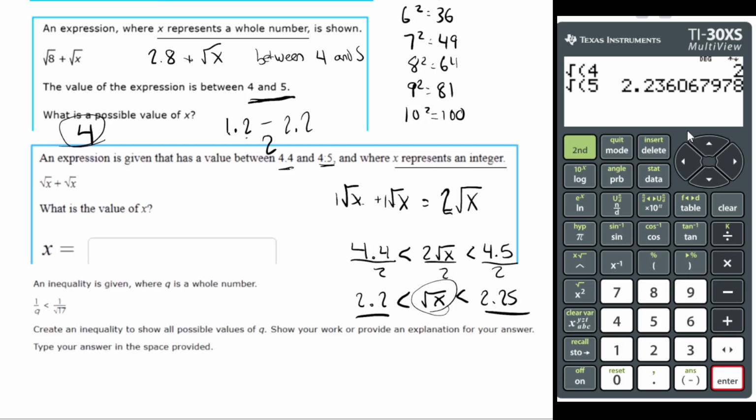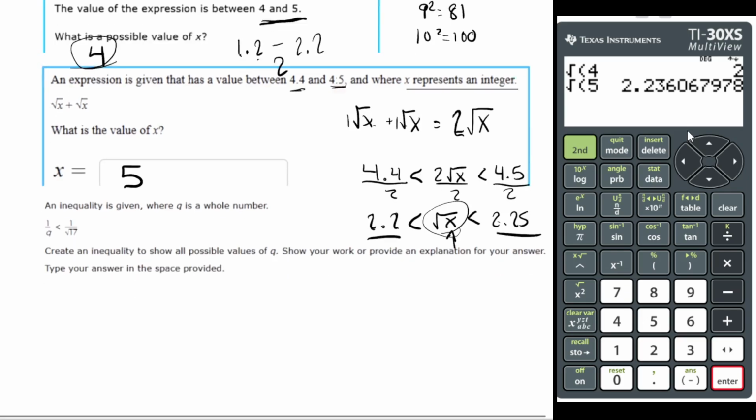Hold on a minute. 2.23 is bigger than 2.2 and less than 2.25. So our winner is the square root of 5. So x equals 5. Okay? All right.